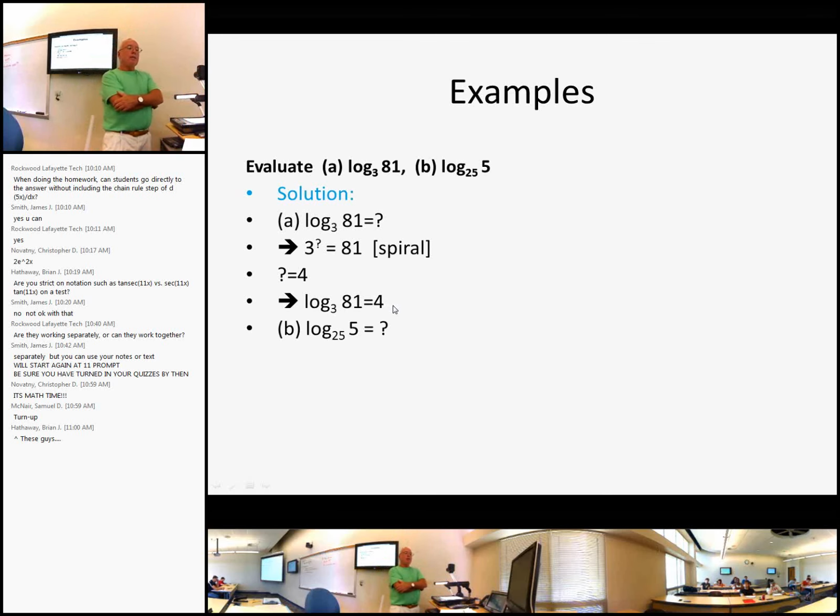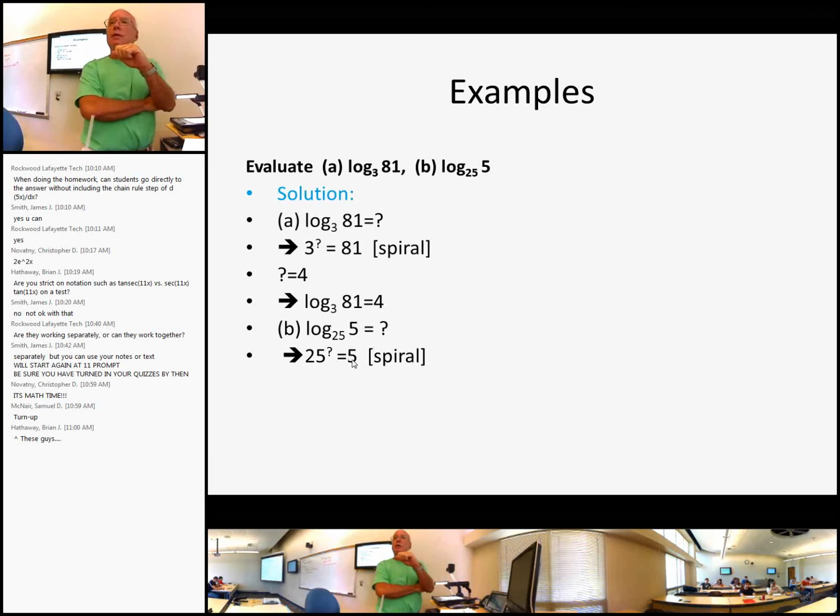Okay, log base 25 of 5 equals what? I put a question mark here. I'm going to rewrite this using the spiral. Starting off with the 25, I go up to the question mark, so 25 to the question mark power, and then I finish it off equals 5. To what power do I raise 25 in order to get to 5?